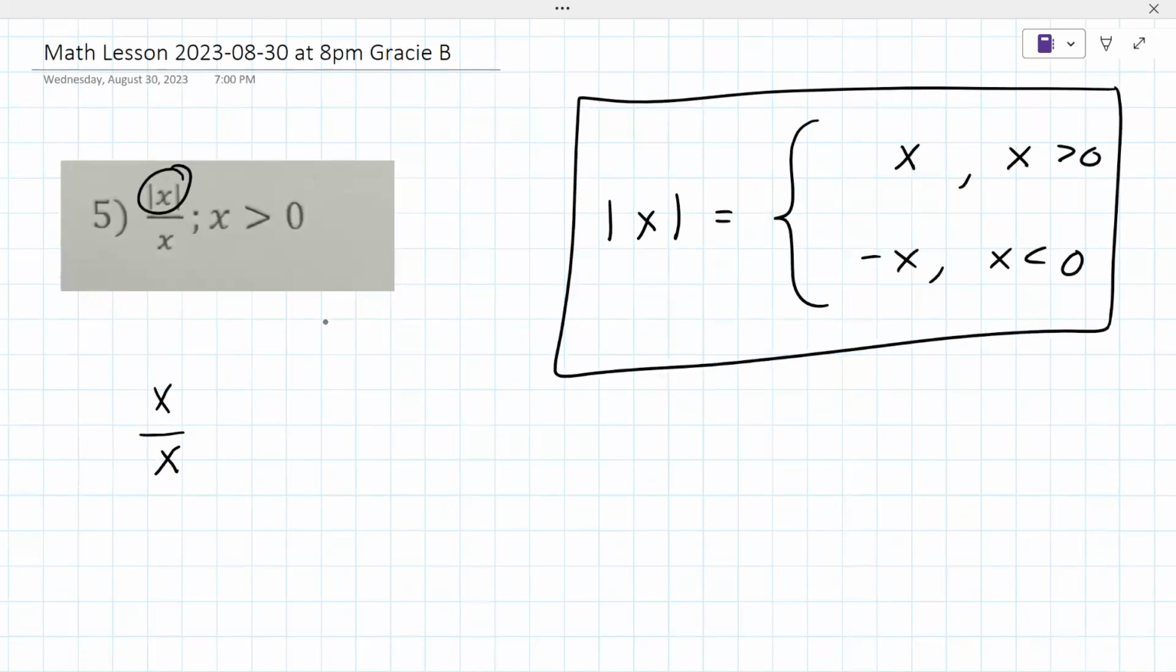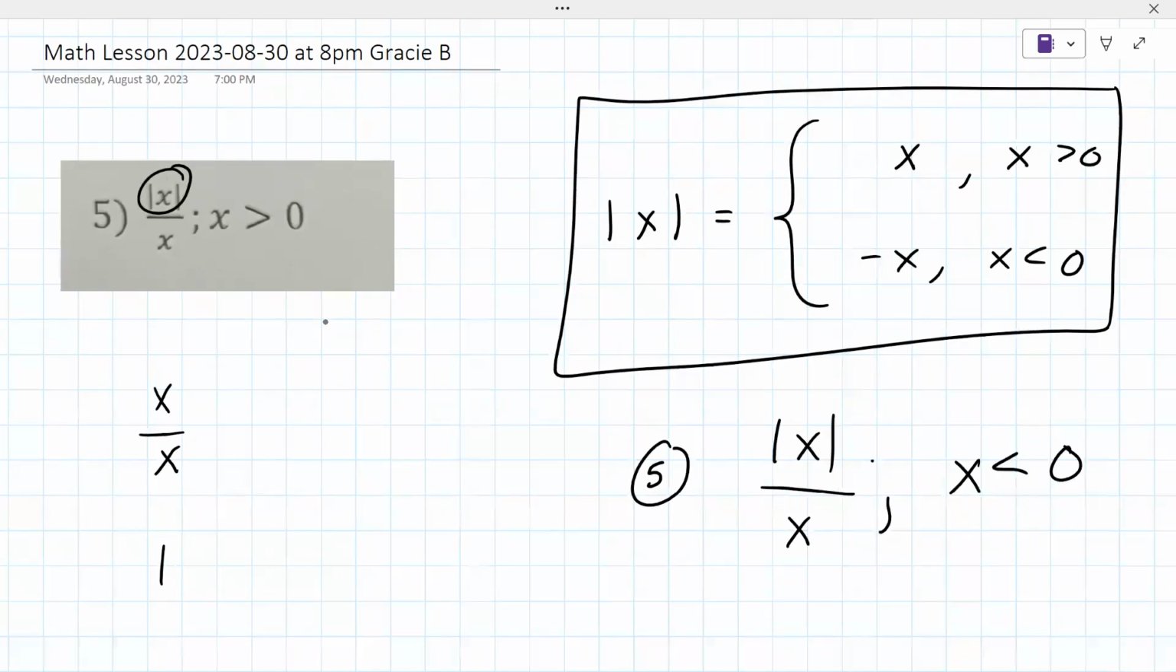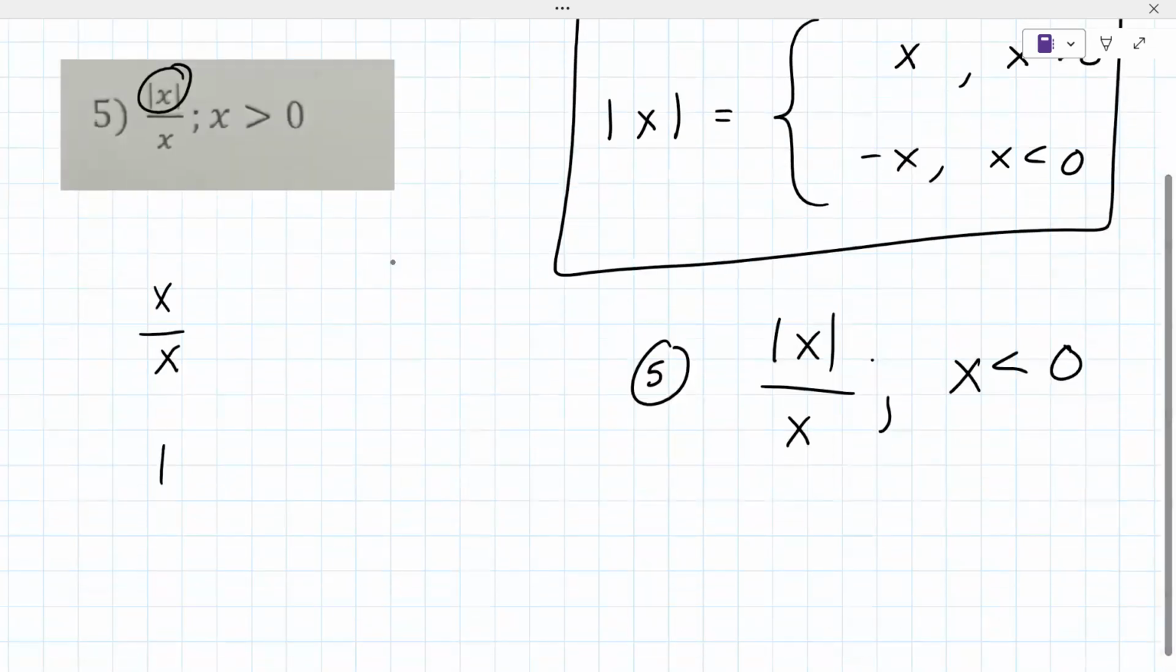What does that reduce to? What is x divided by x? 1. It is 1. That's it. Now let's just say that it was like this, x less than 0. You would say negative x instead of x over x, which becomes negative 1, like that.